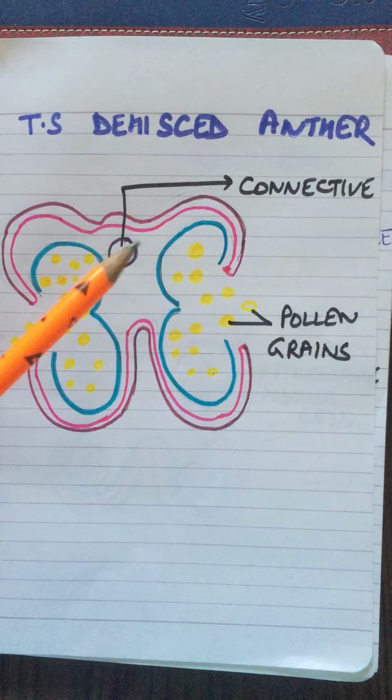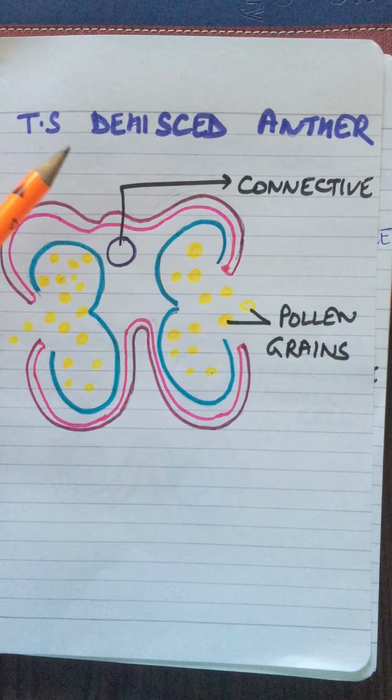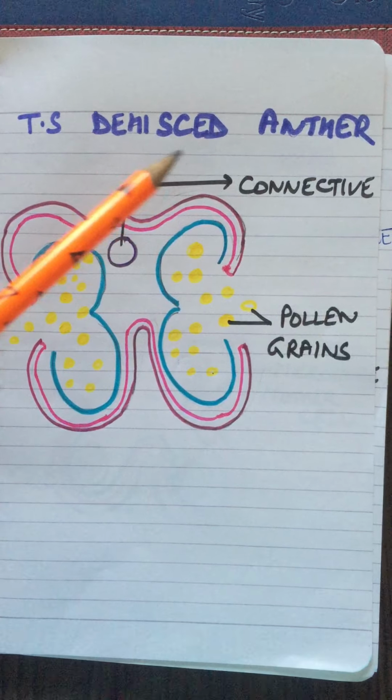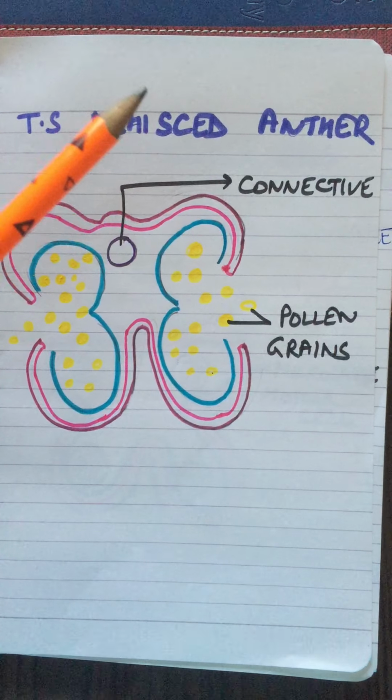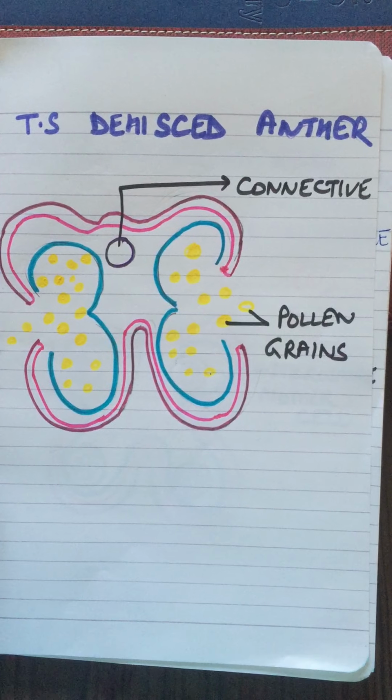Now in exams, they can ask you to draw the structure of TS young anther or draw the structure of TS dehisced anther. So you have to see in the question what is being asked. Is it the young anther or the dehisced anther? So accordingly you are to draw the diagram.